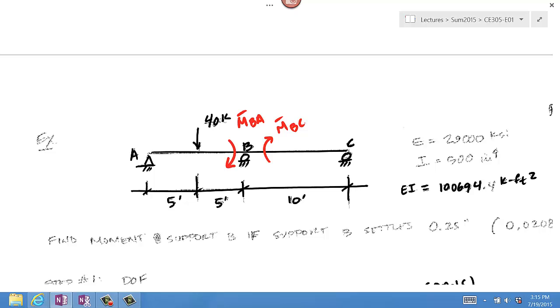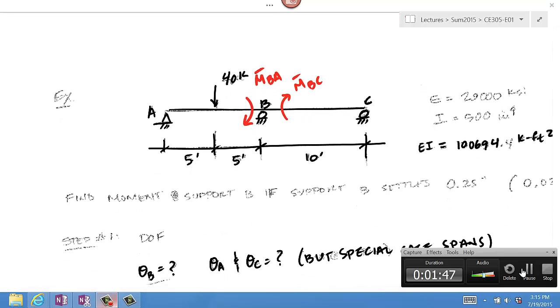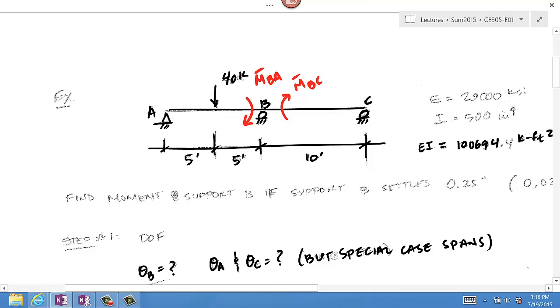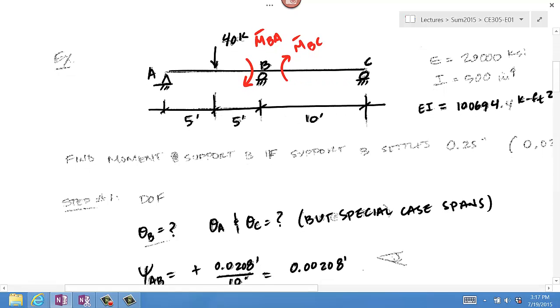So number one is that you have 2 special case spans. The unknown degrees of freedom would basically reduce to 1. So the unknown degree of freedom is theta B. It is important to note that theta A is an unknown and theta C is also unknown. But again, because these two spans are special case spans, they will drop out of the equations. In other words, theta A is not part of the solution and theta C is not part of the solution. That doesn't mean they're zero, they're just not calculated.